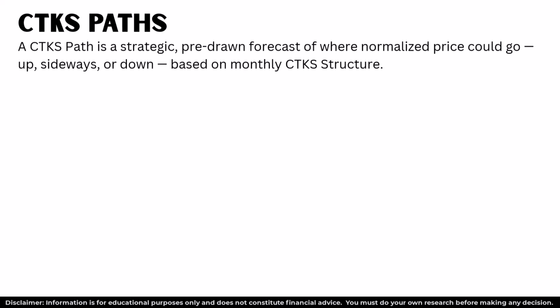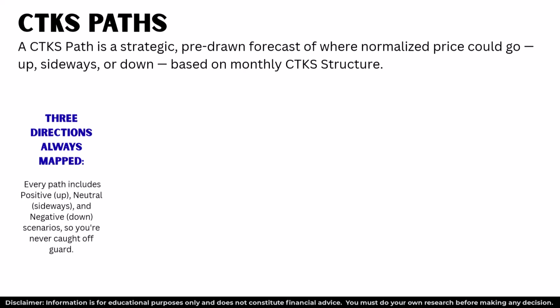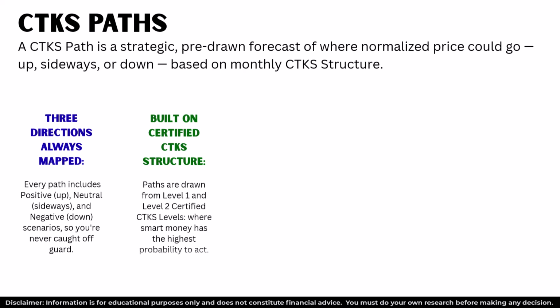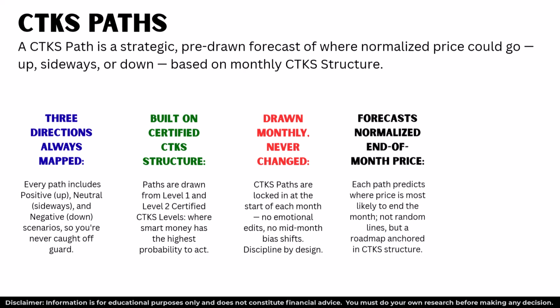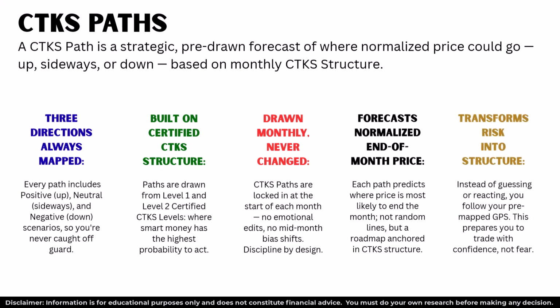What exactly is a CTKS path? It's a strategic pre-drawn forecast of where normalized price could go up, sideways, or down based on monthly CTKS structure. This means that bullish, bearish, and neutral cases are always provided for. It's built on certified CTKS structure. It's drawn at the start of the month and never changed. It's locked in. It's disciplined by design. It seeks to forecast normalized end-of-month price, and it transforms risk into structure. It gives you a GPS on where price can go.